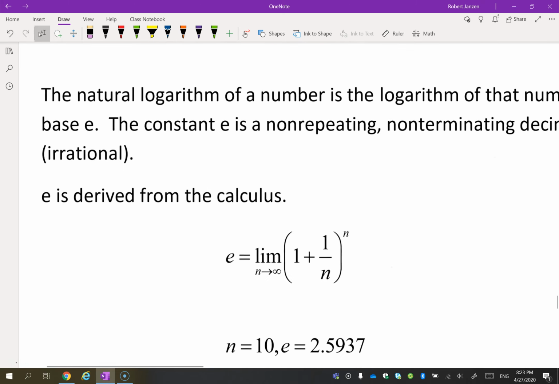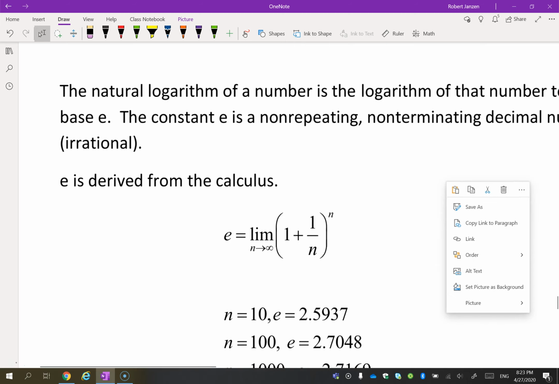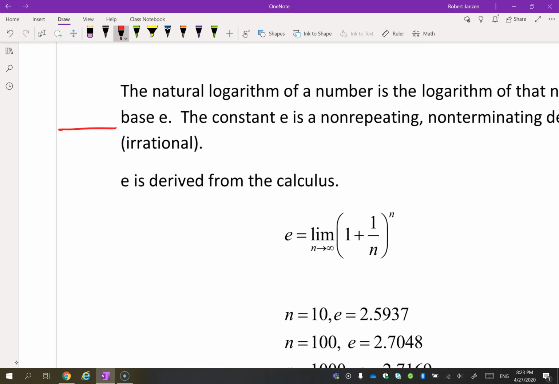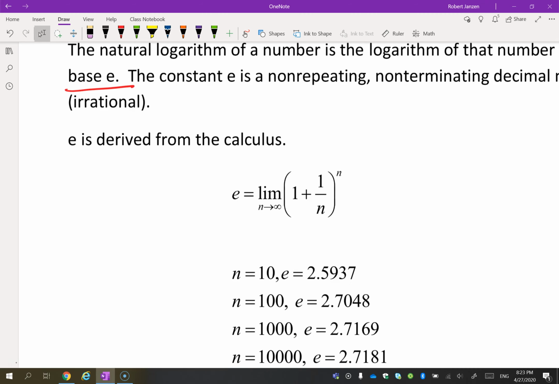Well, the natural log is the log of a number with base e. Well, what is base e? This is something you haven't seen before. We can't really tell you where the number comes from because you need calculus first. So this is kind of like going backwards a little bit. But if you understood calculus, you would learn something about limits.